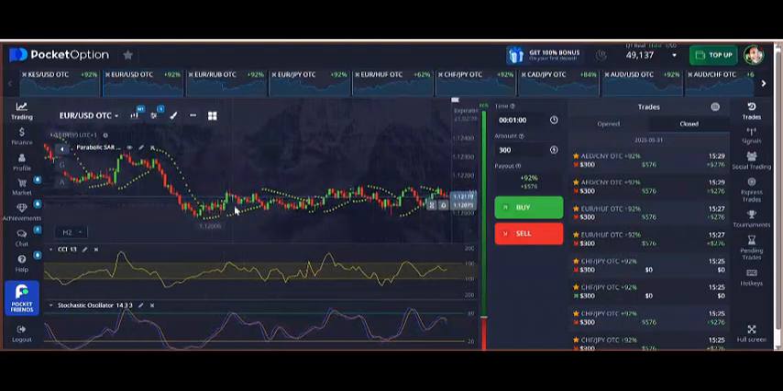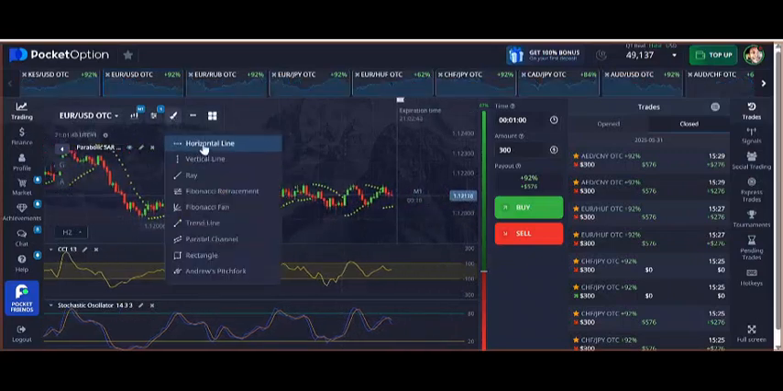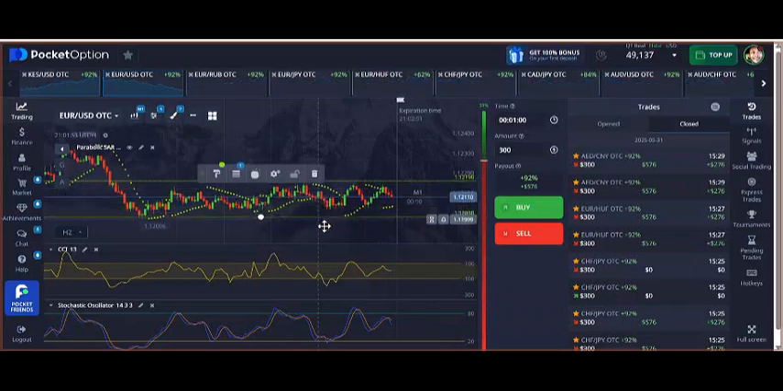So what we have here is another sideways market. We can also set this one up and wait for a breakout. Like I said, you're going to click on the horizontal line 2 times, and then you look for the lowest point and place it there.